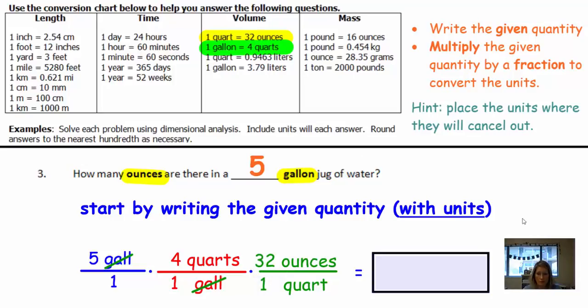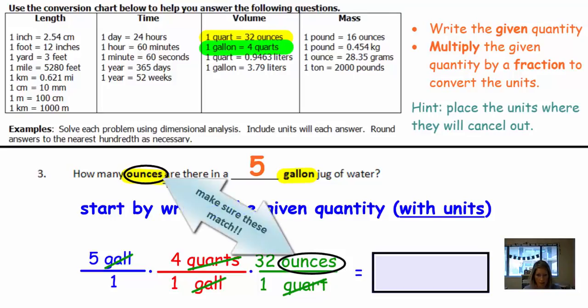Okay, do the fun cross off again. Quarts and quarts. Awesome. Now we're left with ounces. Always double check that you have the right units when you're done. That's what we wanted, right? We're looking for ounces.